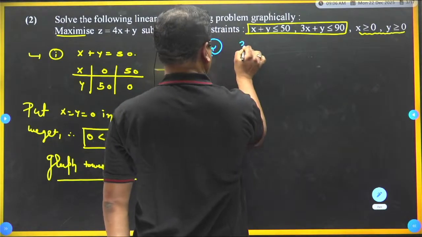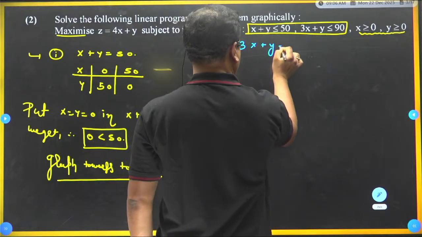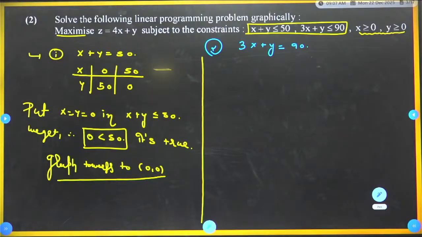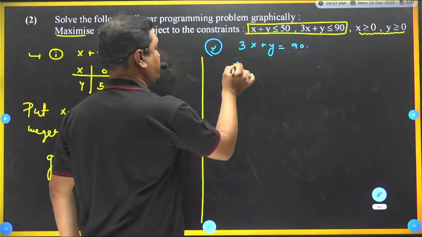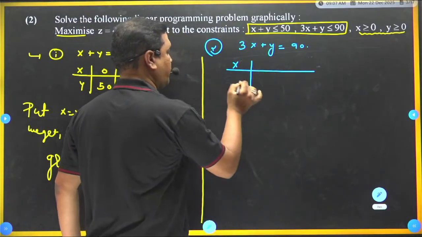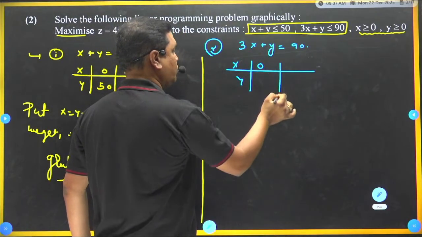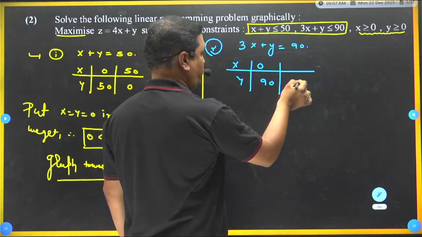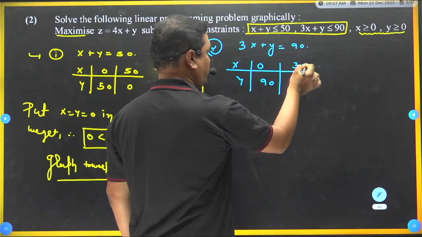Second, 3x plus y equal to 90. Read: 3x plus y equal to 90. So first time x is 0, then y is 90, then y is 0, x is 30.